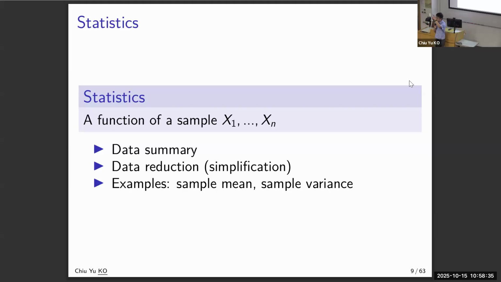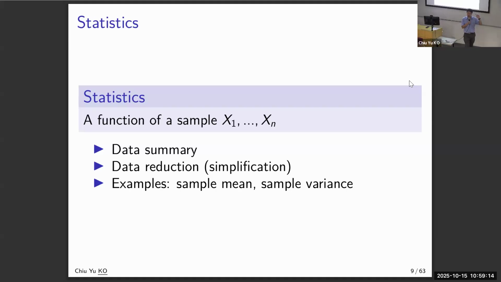It's a function from samples. So a statistic is not a number, not a fixed number. It's a rule: you give me a sample, I will give you a number. But before you give me a sample, you could collect the data. It's a rule for how you convert the data, and basically it's what we call data summary or data reduction, because you give me a very big data set and this tells you a number.